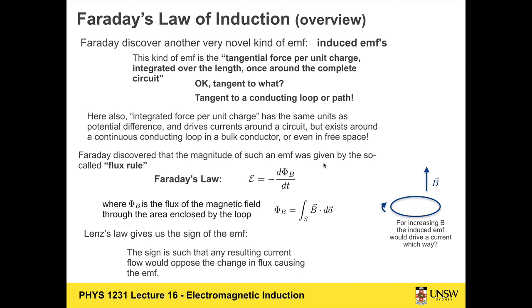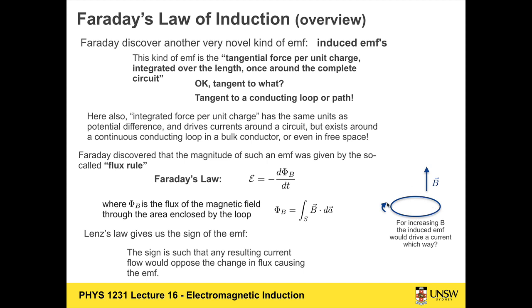So Faraday discovered that the magnitude of this electromotive force was given by the so-called flux rule, and that is that this electromotive force, big epsilon, or the script E, I guess we should call it, is the negative time rate of change of the magnetic flux that goes through the loop. So phi sub B, as we'll call it, it's like the electric flux we had before, it's calculated over a surface that's defined by a loop.